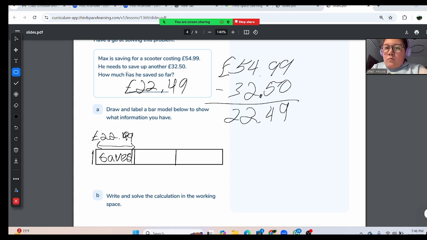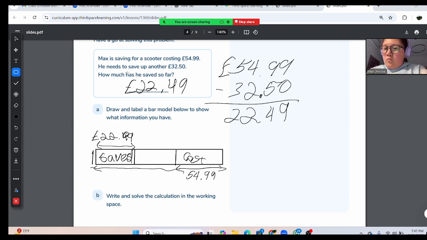Okay, good. Anything else? No. This cost is total. This is not just one. This is the total cost that he has to save, right? So you can't make one block for that. That's total. The whole bar.